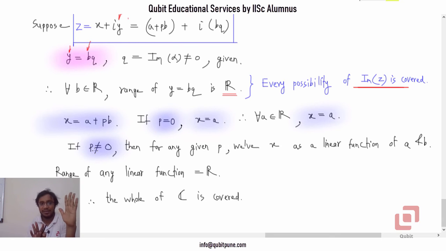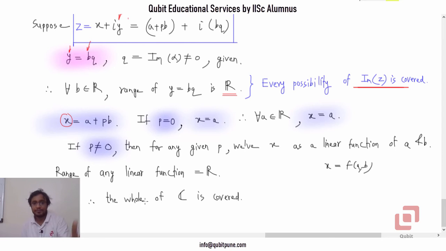Possibility 2, suppose p is not equal to 0. So what can we now say? Suppose p is not equal to 0 but is a fixed thing. Can we express x as a linear function of f, a and b? Yes. And the range of a linear function is always the set of real numbers, no matter how many independent variables are there. So this also means that the whole of the set of complex numbers is covered because every real number x is getting covered now.